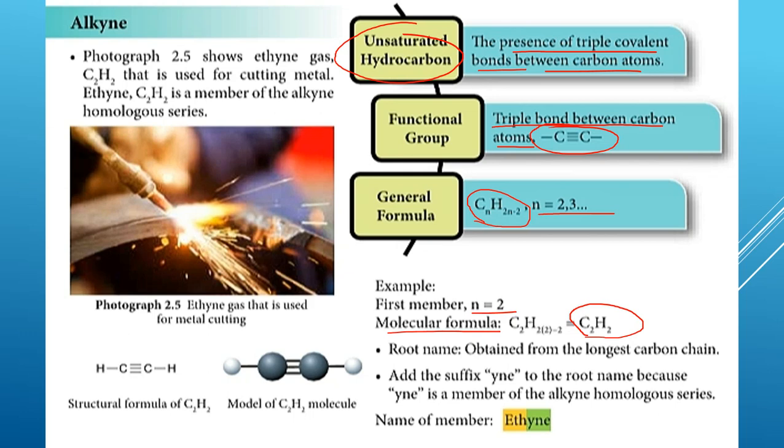C2H2. So the root name for this one is obtained from the longest carbon chain. Its suffix is "-yne". So we have 2 carbons, added with the "-yne" suffix, so ethyne. So this is the structural formula of ethyne. So we have a triple bond here between the carbon and carbon atoms.